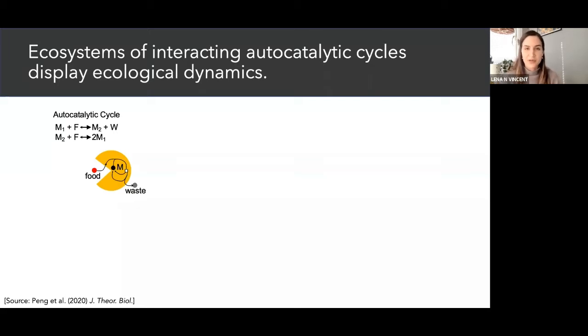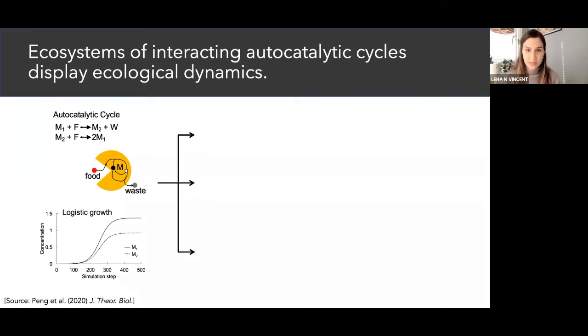Now, our research group, in an effort led by postdoc Zhen Peng, has been working to simulate autocatalytic cycle emergence of varying complexity, and found that the behavior of even the simplest autocatalytic cycles can be approximated using logistic growth models. And this basically just means that their behavior is very similar to that of biological populations.